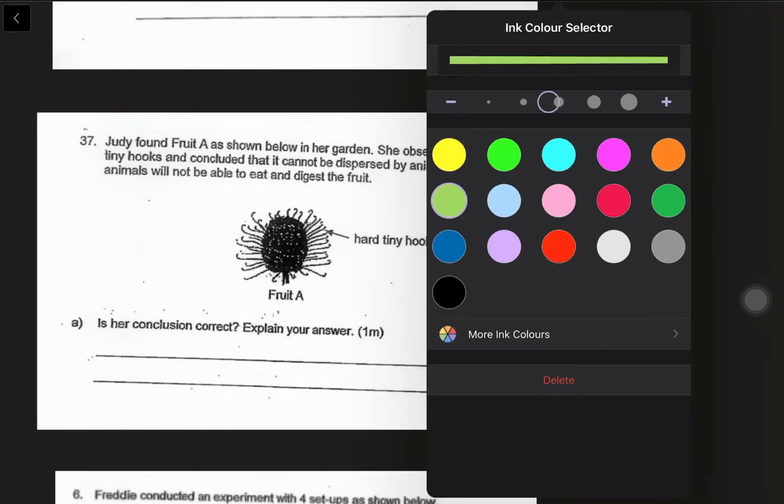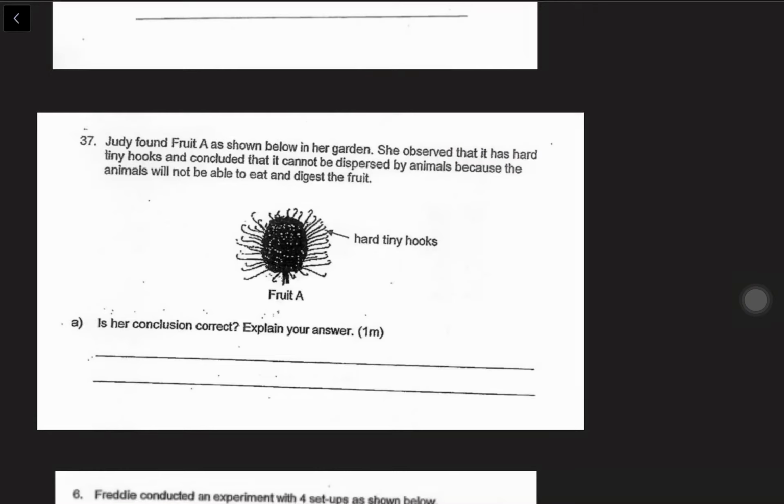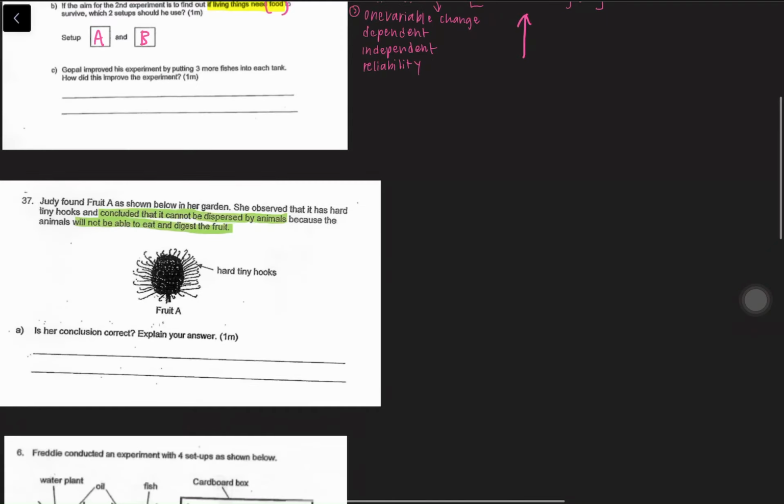So now I will highlight for you what her conclusion is. This is a conclusion: because it has this, the animal cannot eat or digest the fruit. So let's take a look at this question and see whether she is correct. Let's do our TKR2.